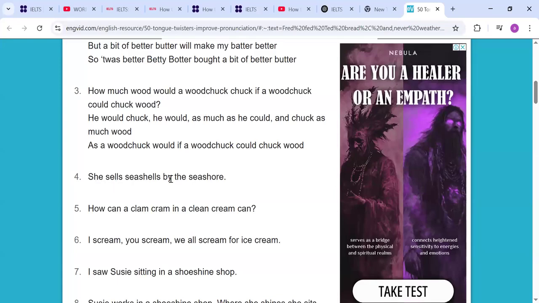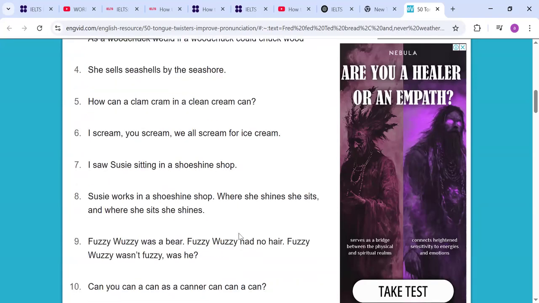She sells seashells by the seashore. How can a clam cram in a clean cream can? Ice cream, you scream, we all scream for ice cream. You can see these are similar sounds. So it helps you. So try this: Fuzzy Wuzzy was a bear, Fuzzy Wuzzy had no hair, Fuzzy Wuzzy wasn't fuzzy, was he?